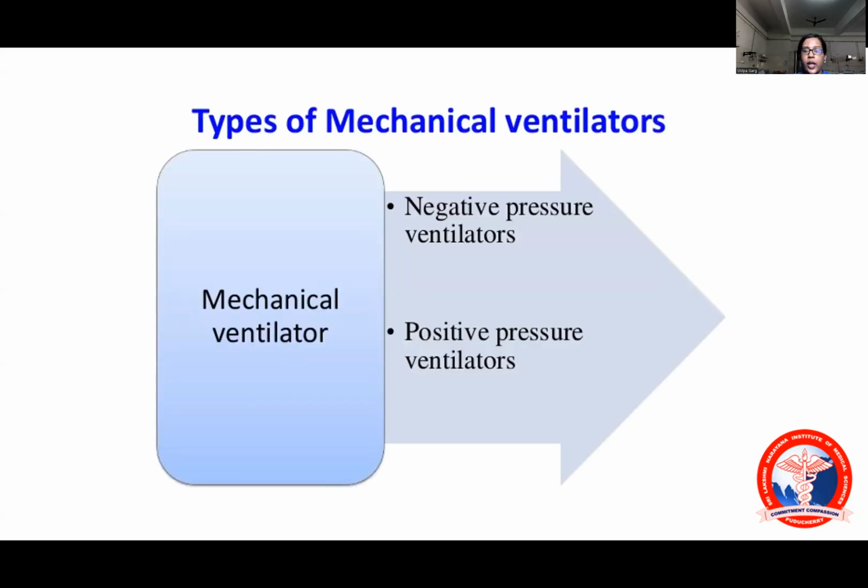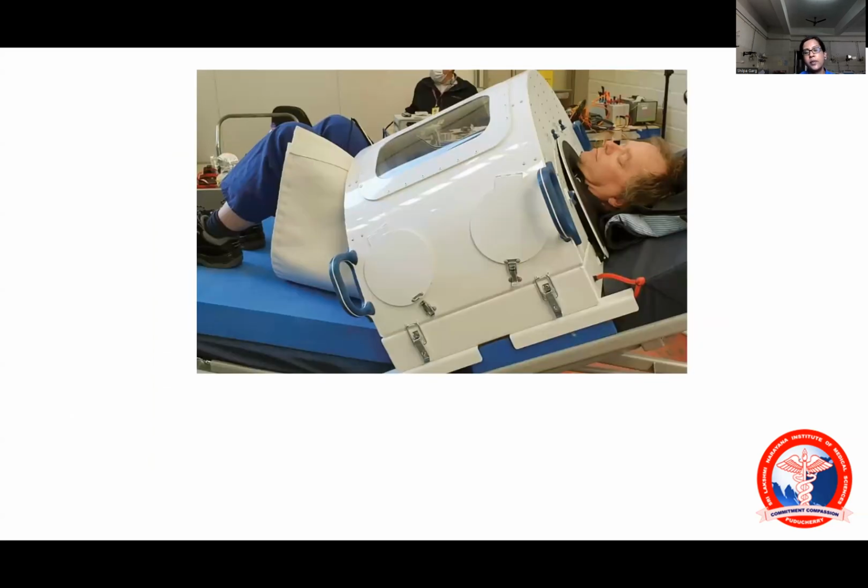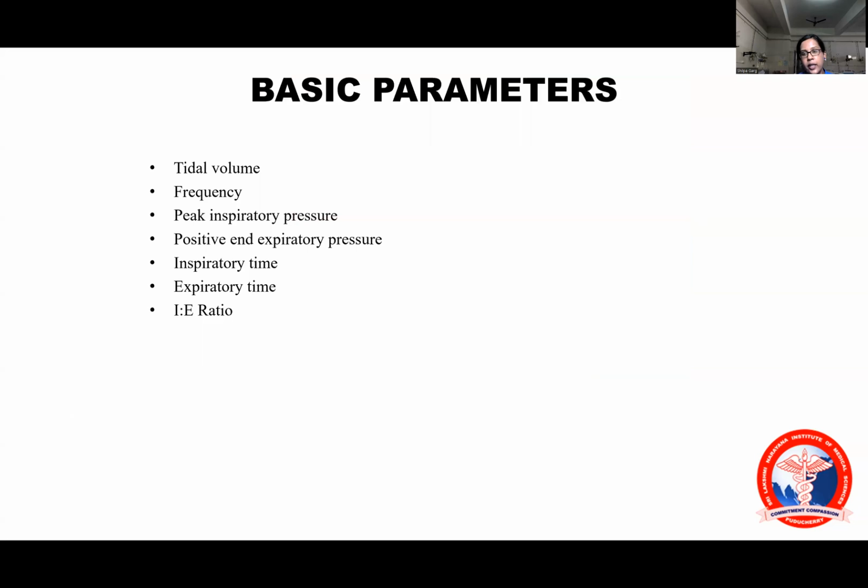So for mechanical ventilators, you have two types: negative pressure ventilators and positive pressure ventilation. This is a picture of negative pressure ventilators, which were used previously during seasickness or any trauma during diving. So diving injuries. In such cases, we use negative pressure ventilators. But what we use in daily life is positive pressure ventilation.